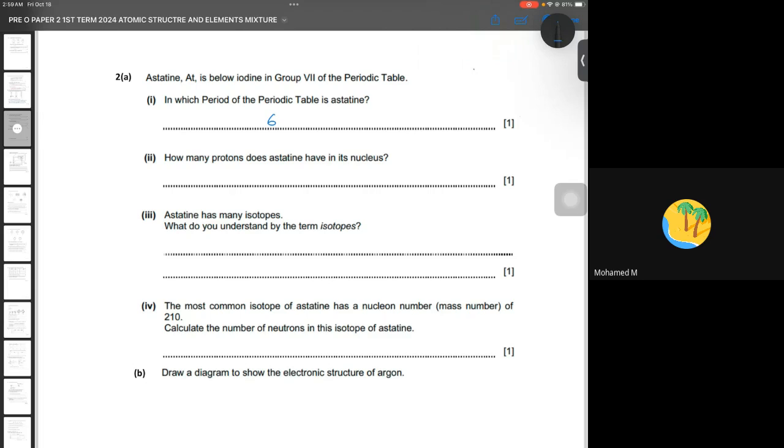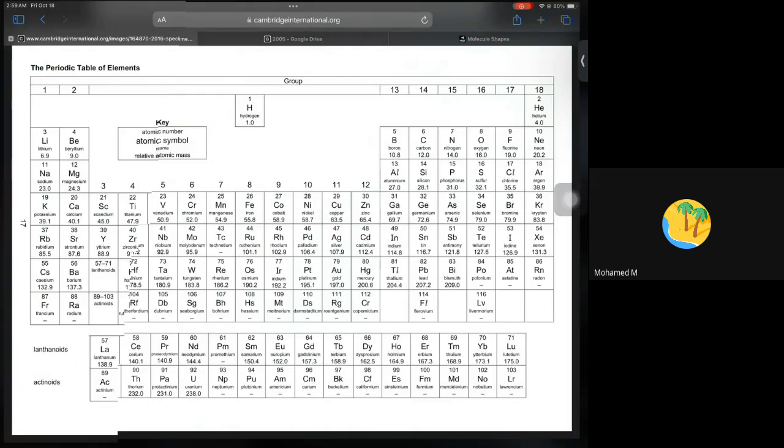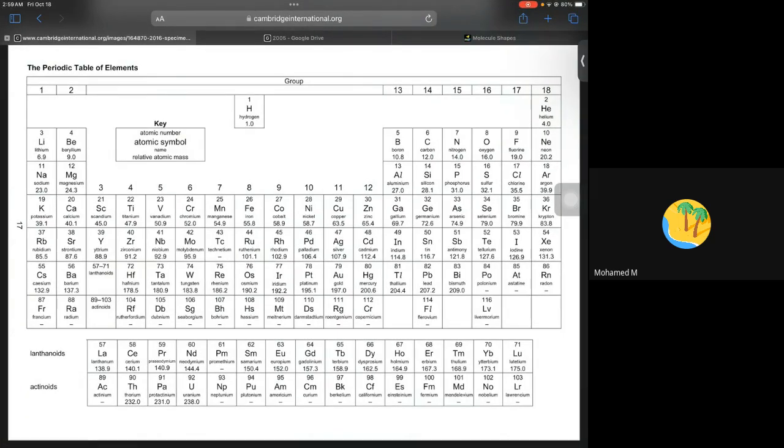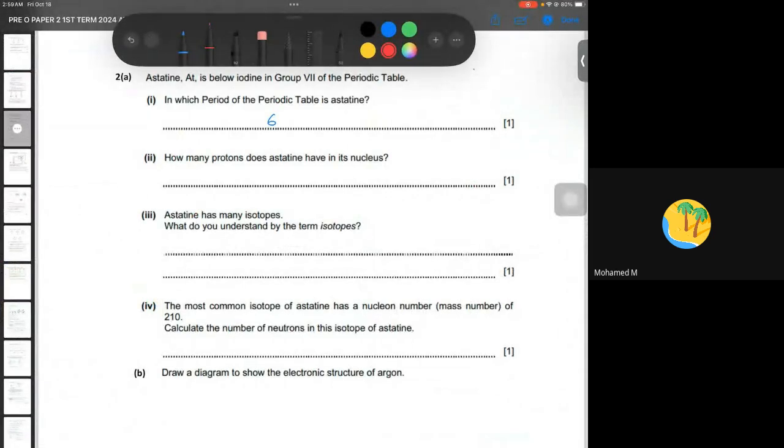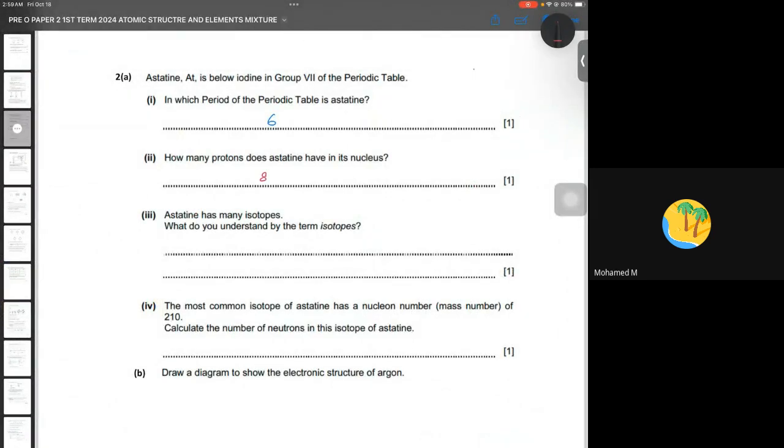Then how many protons does astatine have in its nucleus? Obviously the proton number, it would be 85. Okay. 85.